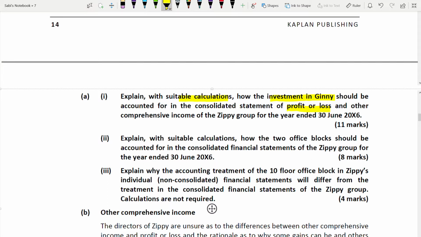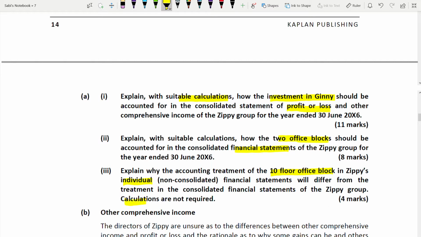This is about the consolidated financial statements, relating to the two office blocks. 8 marks. Third, explain why the accounting treatment of the 10 floor office block in Zippy's individual, non-consolidated financial statements will differ from the treatment in the consolidated group.